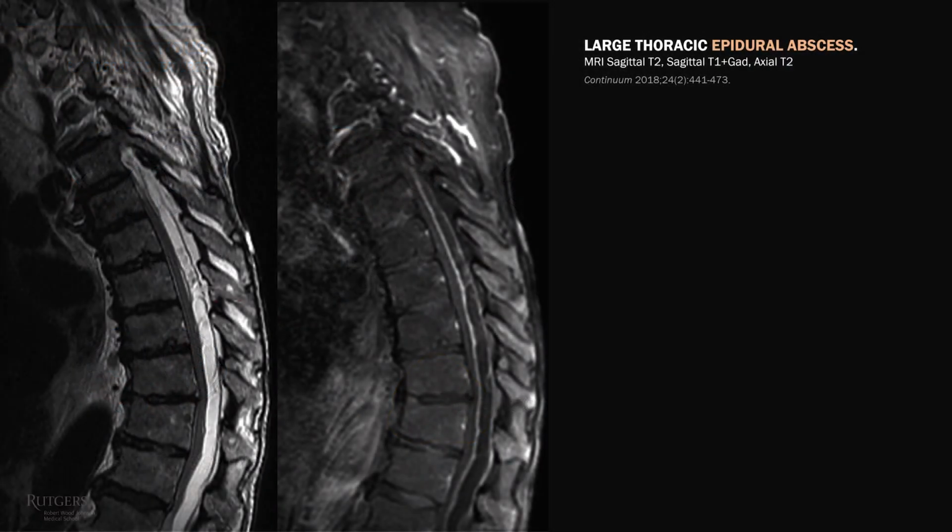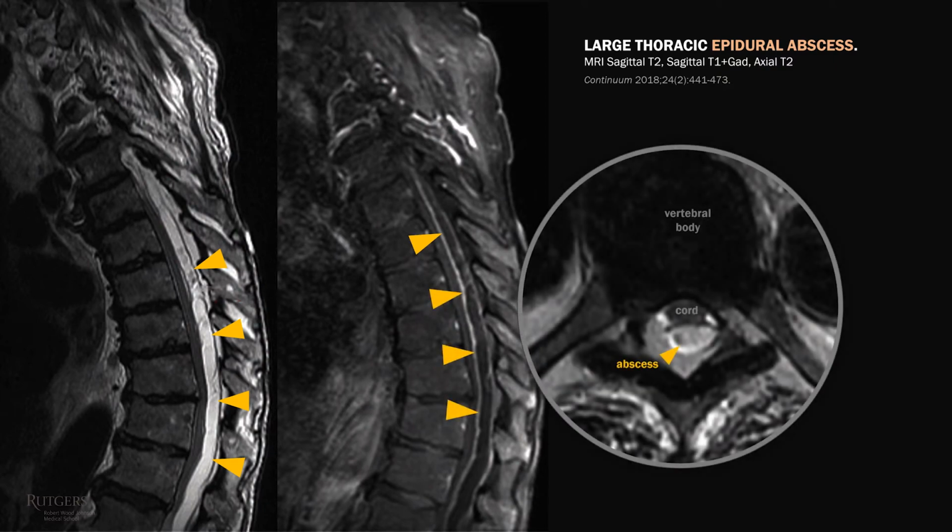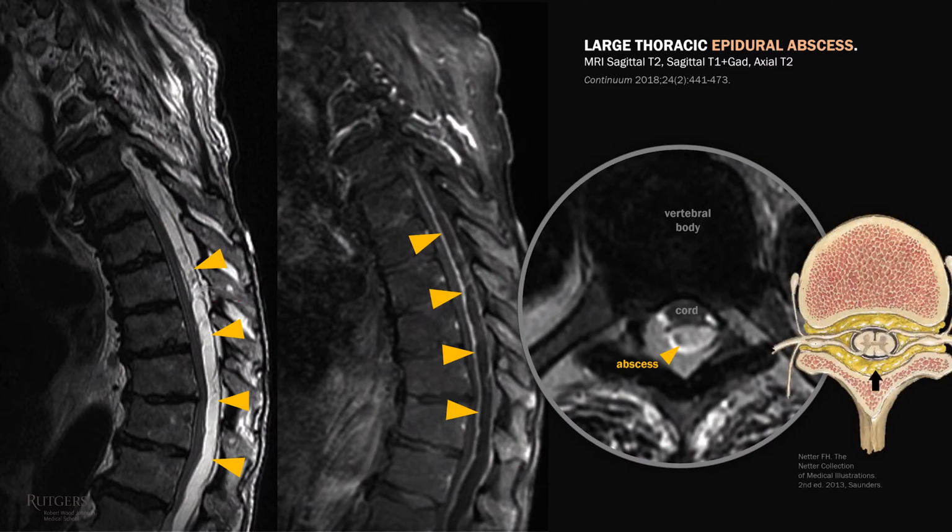Pyogenic organisms love to settle in the epidural space where there's abundant vascular supply, and this is where you'll find bacterial abscesses. Here is an example of a large thoracic epidural abscess posterior to the cord. It is hyperintense on a sagittal T2 and enhancing on a sagittal T1 with contrast. On an axial T2 image, there is compression of the cord. Here is a cartoon to help you understand this MRI. The arrow is pointing to accumulation of pus in the epidural space. TB and coccidiomycosis can also cause thick inflammatory exudates in the epidural space.